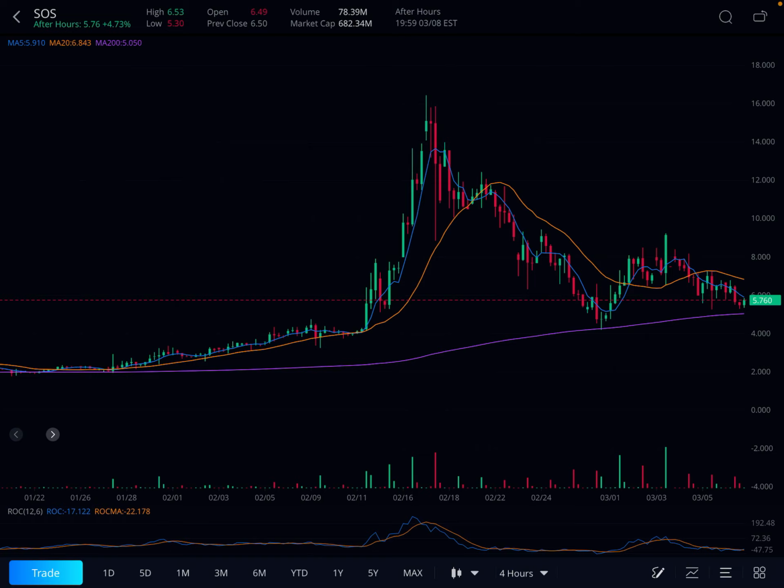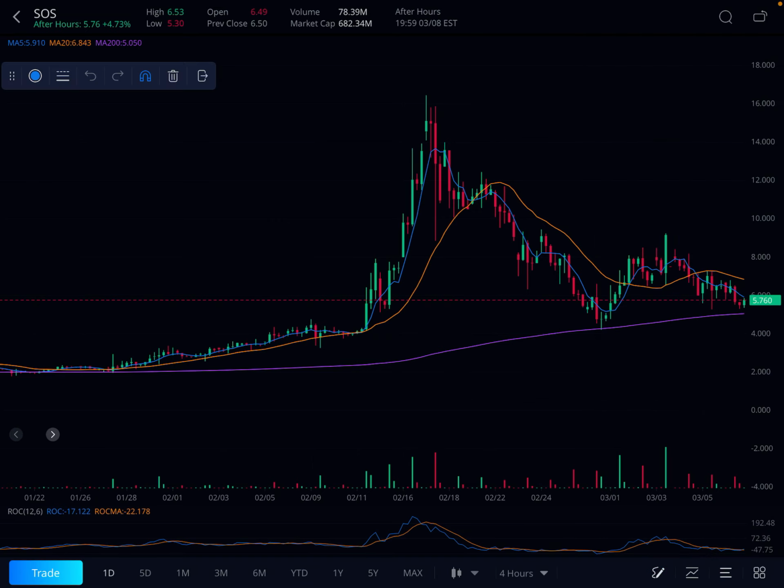Bear with me, I am recently doing this myself, so we're going to do this learning together. As well as the support and resistance indicators, I also use the MA, which stands for moving average. That's these different color lines: the blue, the orange, and the purple. Blue is the 5-day moving average of the candles, orange is the 20-day moving average, and purple is the 200-day moving average.